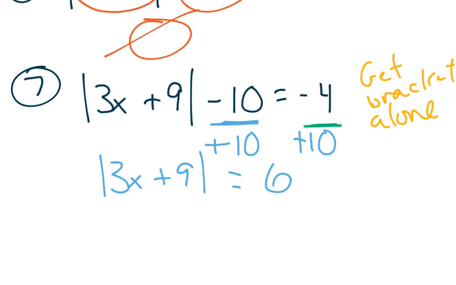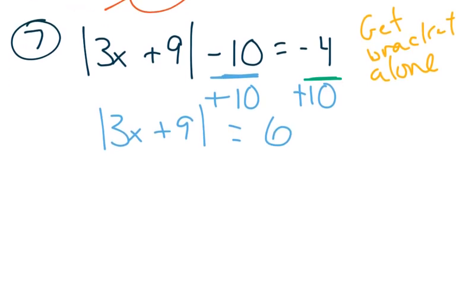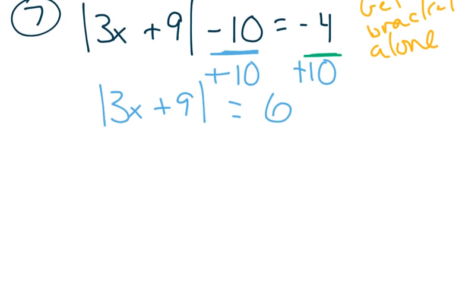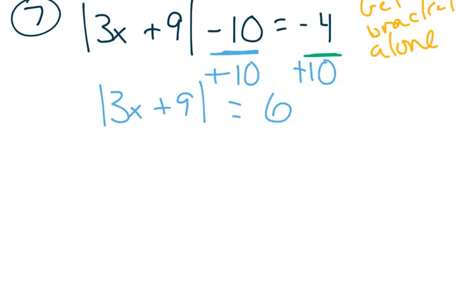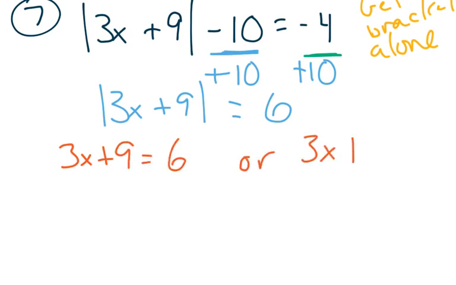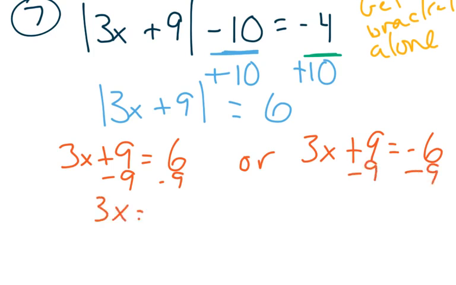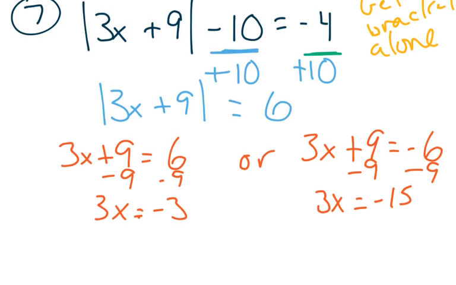Now, it's equal to a positive number, which means we're going to have solutions, plural, 2 of them. Okay, this is now just like this problem right here, number 5. What's on the inside, 3x plus 9, has to be either equal to 6 or it's got to be equal to negative 6. And now they're two-step equations. Subtract 9 from both sides. 3x is equal to 6 minus 9 is negative 3. 3x is equal to negative 6 minus 9 is negative 15.